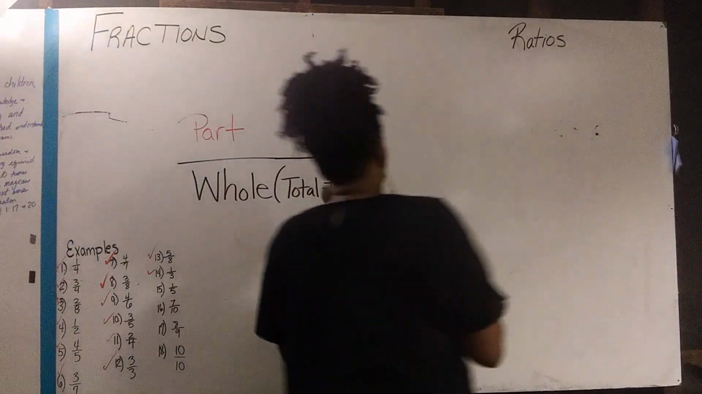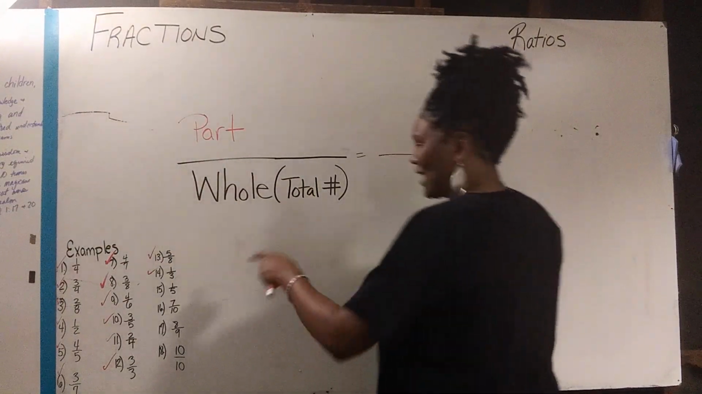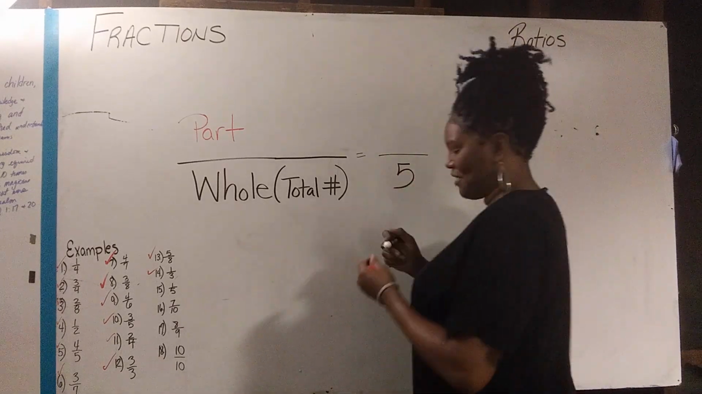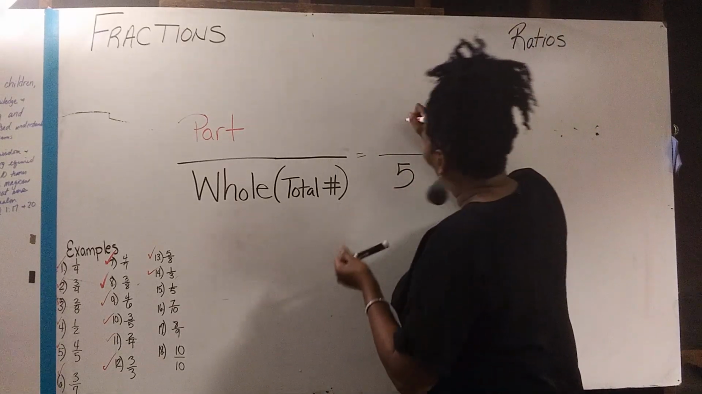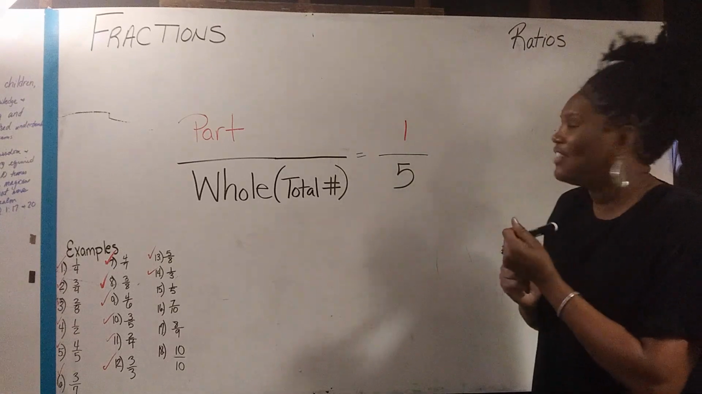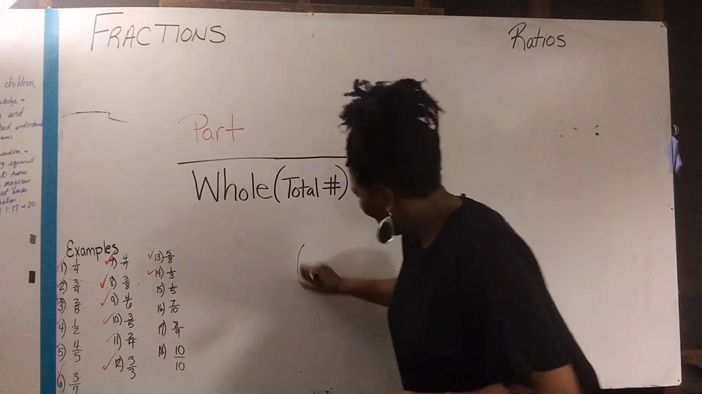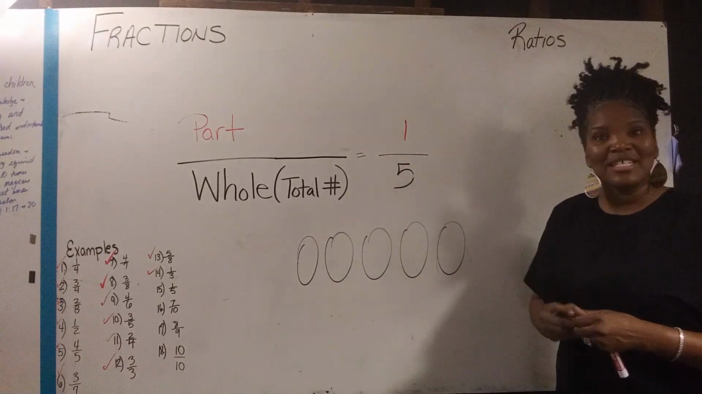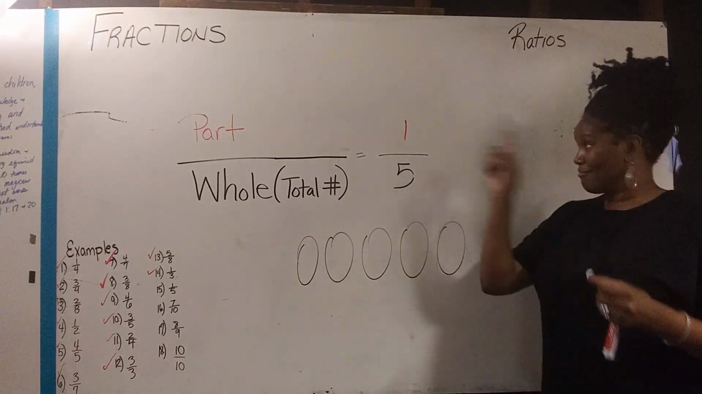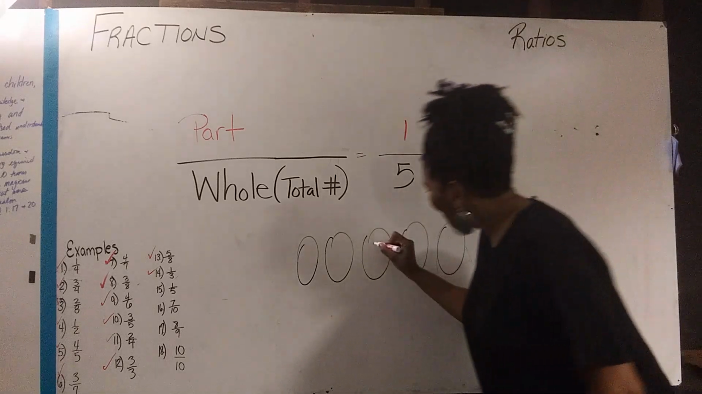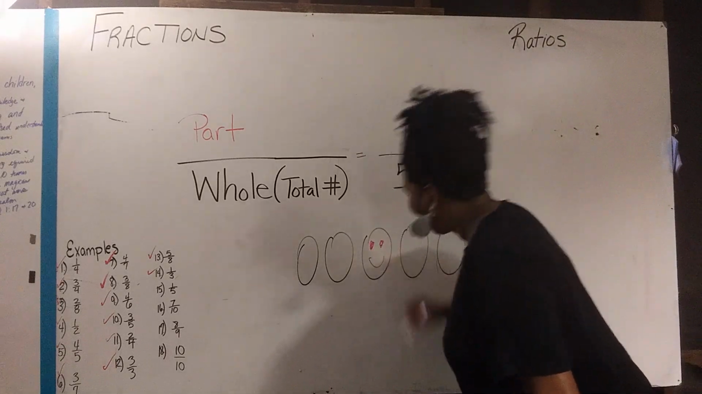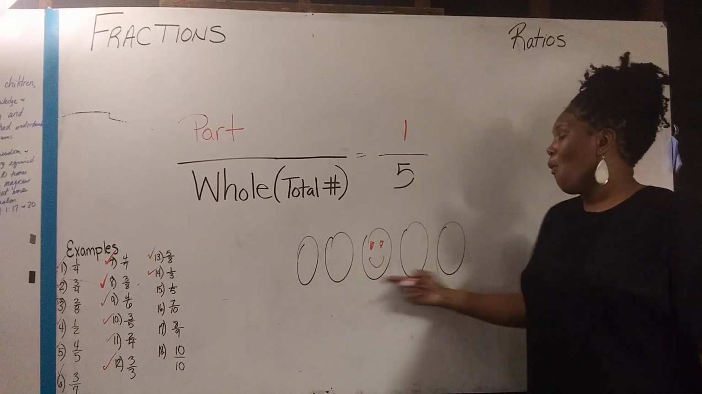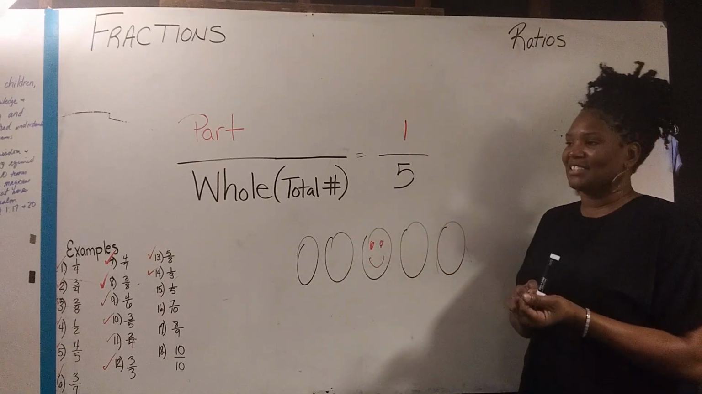1/5. All right, we're going to come over here. What's our number at the bottom? 5. And our number at the top? 1. And how many circles are we going to draw? 5. 1, 2, 3, 4, 5. And how many are going to get a smiley face? 1. Good job. Our answer is 1/5. 1 of our 5 circles has a smiley face.